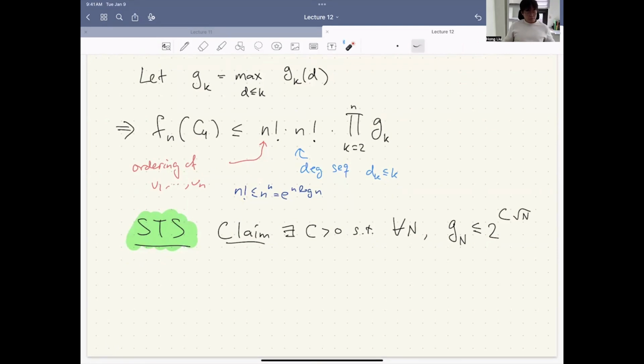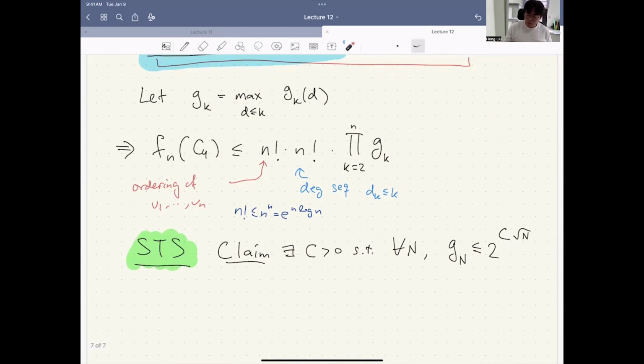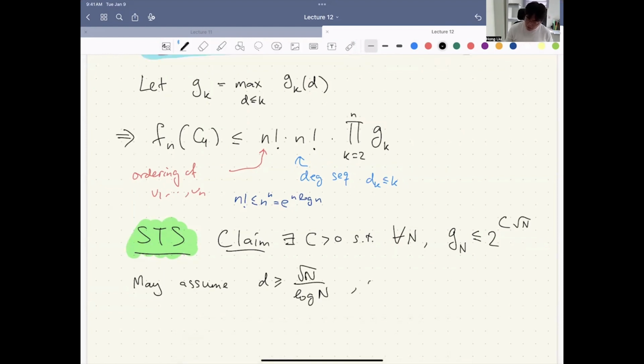All right. Let's add a further assumption on this D. We may assume this G_n is realized when D is not so small. So we may assume D is larger than square root n over log n. Why? Otherwise, we know G_n is trivially at most n choose D, right?